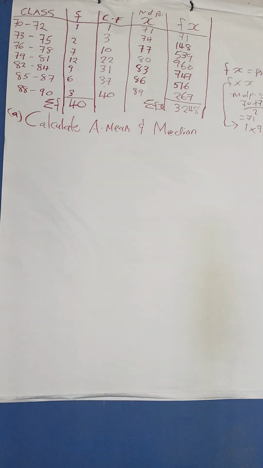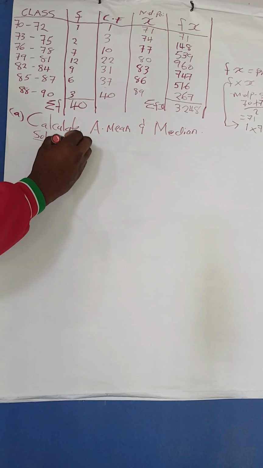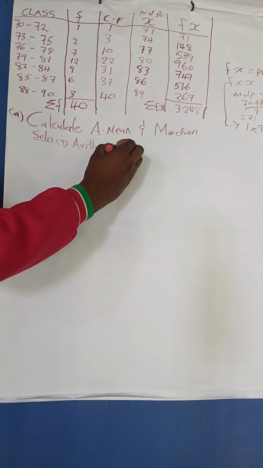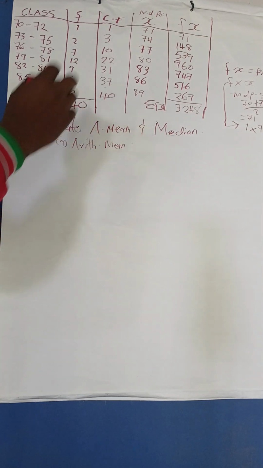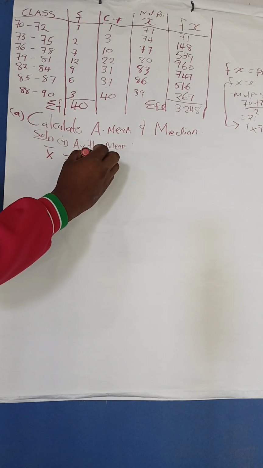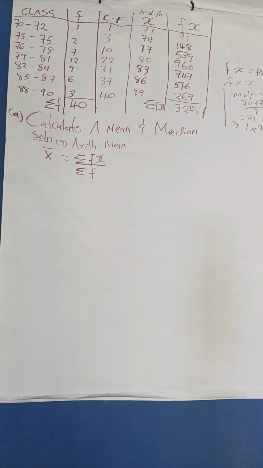Now what is left for us is to calculate the mean and median. If you have come up with a frequency distribution table this way, you just do the calculation of the two. Let's start with the first one, the arithmetic mean. Solution, part A, let's calculate the arithmetic mean. How do you get the arithmetic mean? The arithmetic mean is equal to the total summation of fx divided by the total summation of f.